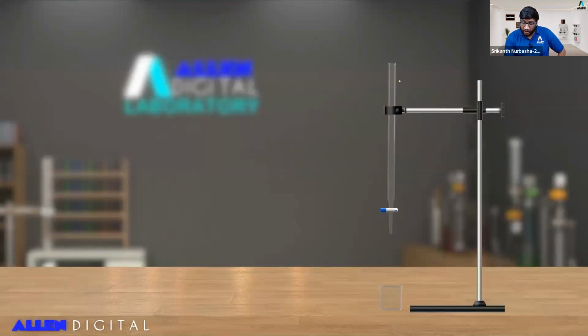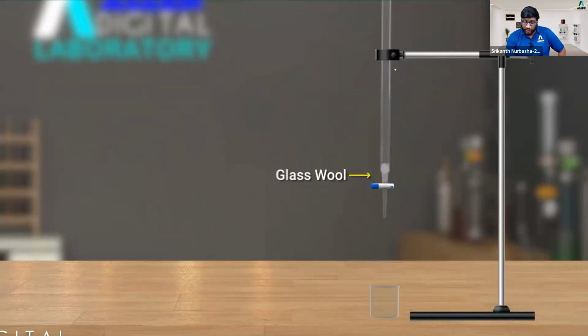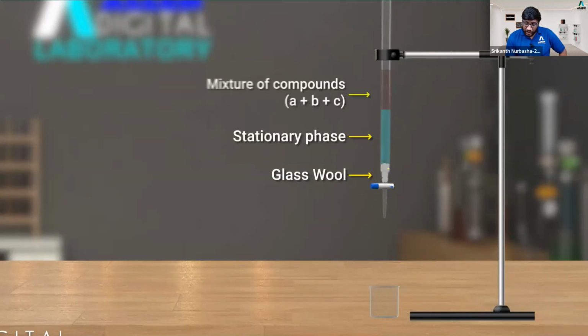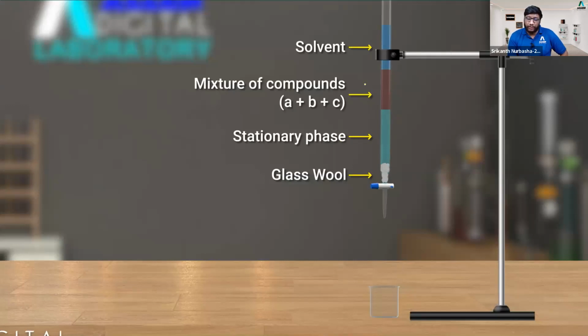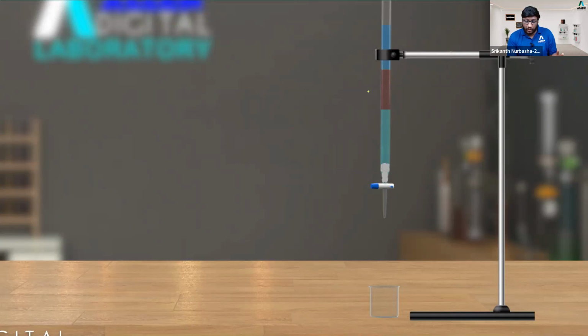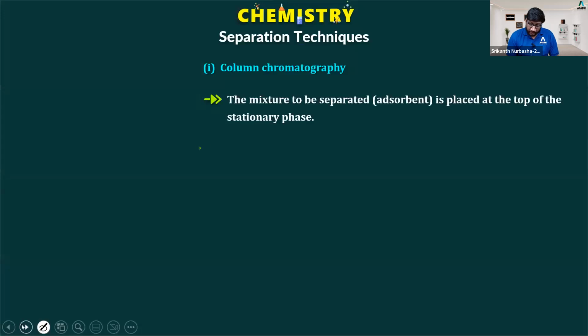Yes, this is how your column looks. It is not a burette. As I told you, it will be similar to a burette. Initially, at the bottom, you will be having some glass wool. Above that, you have the stationary phase. Above that, you have the mixture of compounds dissolved in a suitable solvent. And above that, you have solvent. Let me show you again.